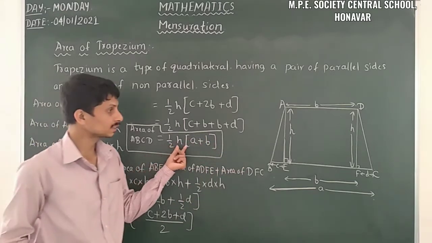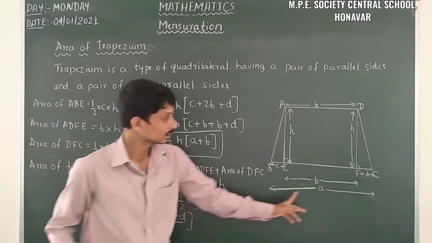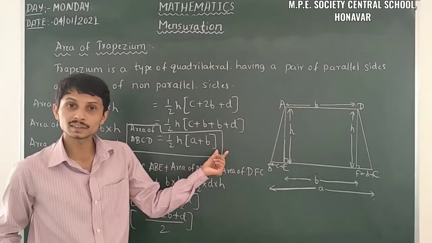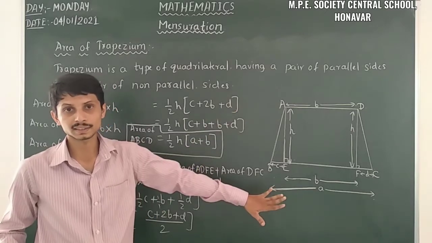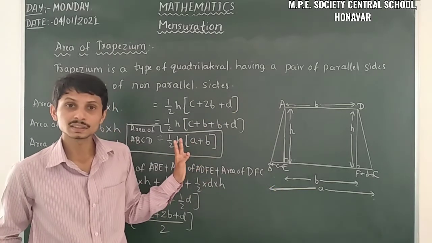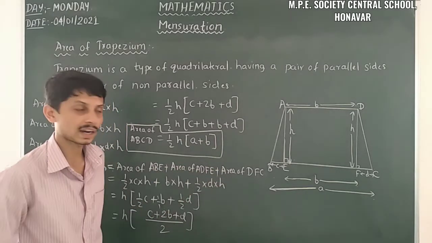So what is the value of H here? H is the perpendicular height, and A is the base length, and B. A and B are the sum of the measurement of the parallel sides. After that, just write here.